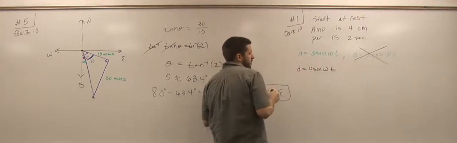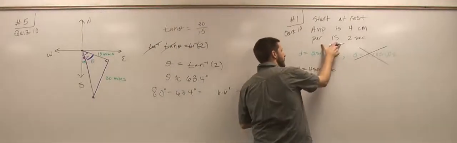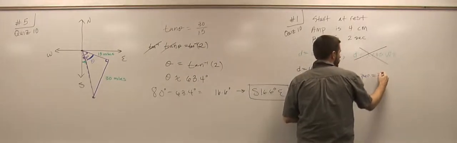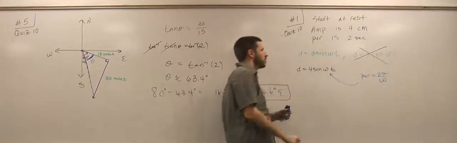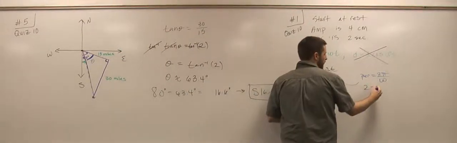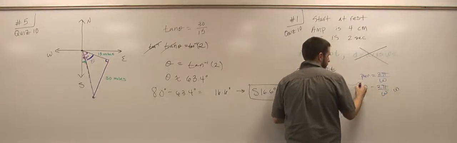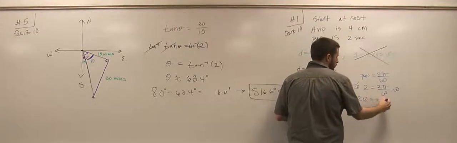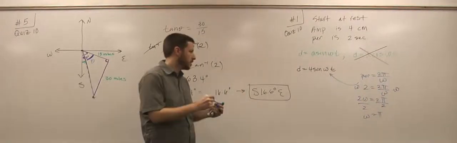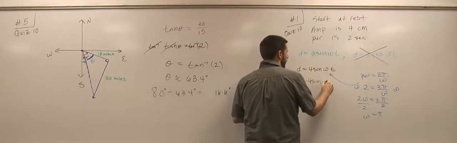And how do we solve for omega? Use the period. You have a formula that relates omega to the period. The period is equal to 2 pi over omega. Since we know the period is equal to 2, plug it in. If you multiply up the omega, you'll get 2 omega equals 2 pi. And if you divide by 2, you'll have omega isolated. So my final equation should be d equals 4 sine pi t.